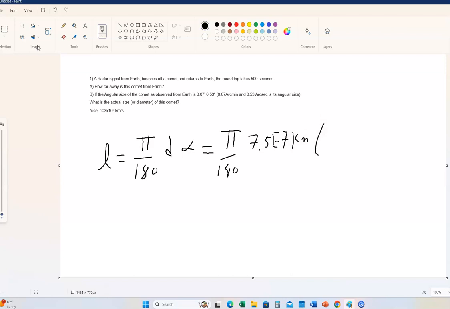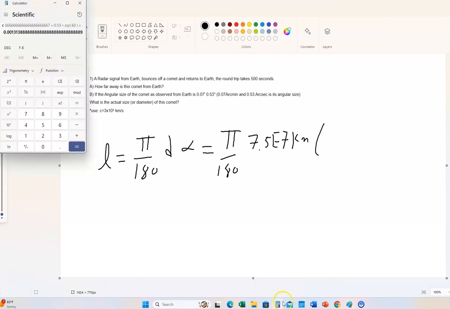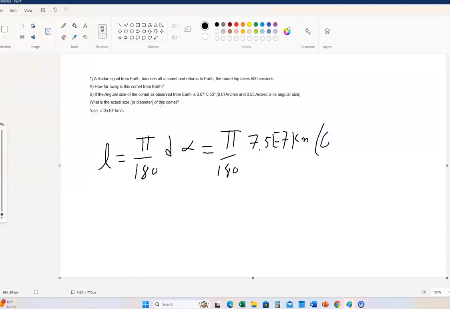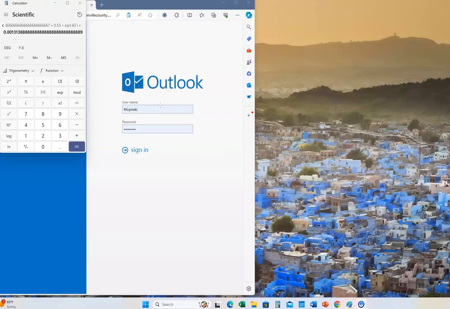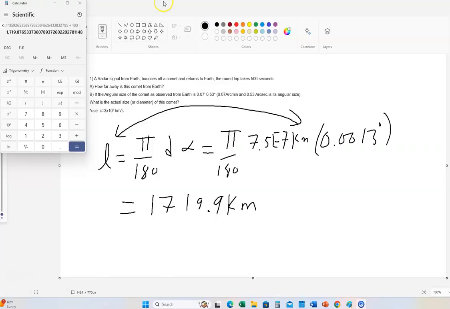Let me show it on the calculator one more time. I'm just going to round it. It's 0.0013 degrees. So I put everything in the calculator and I get 1,719. If I round it one place past the decimal, it would be 1,719.9, and it's kilometers. The units of the distance are the same units as the length, the actual size of the comet. So that's our first problem.